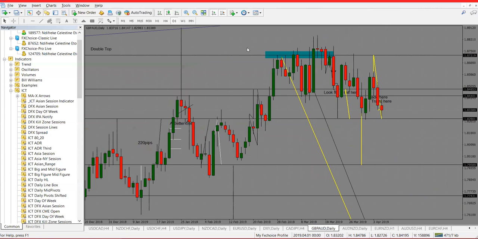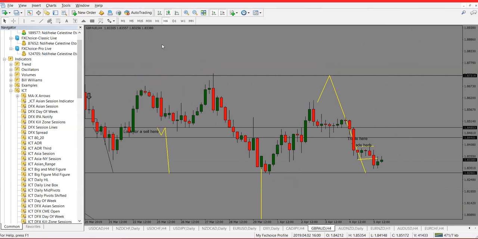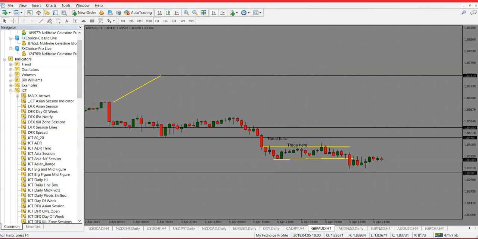So for this pair, we have to be careful. And I know that's as a result of the Brexit negotiations and everything that's been happening. But we had an opportunity. When it got to that level, I felt, okay, maybe it's going to push up a little bit to that key level. So I wouldn't even be looking for a trade at this level. This is where I was looking for a trade. But what happened? Price didn't get to that level. It started rejecting as it was coming down. So we got the opportunity to get a trade when it started coming down.